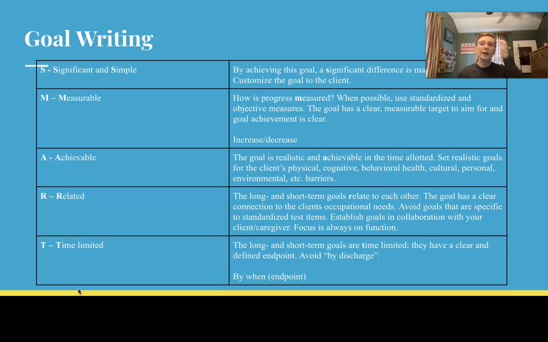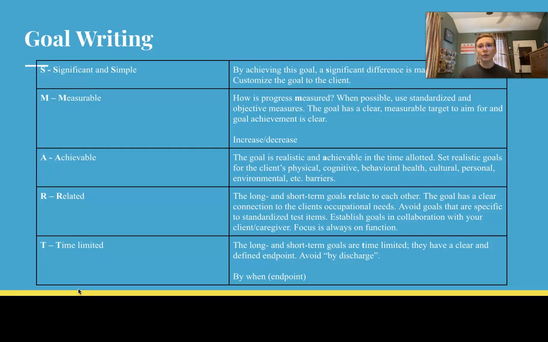But your documentation book will have lots of examples of how to write a SOAP note and how to learn how to write a SOAP note. In your documentation class in your final semester, you'll really learn how to do documentation really well. In your book, it uses the COAST method for goal writing, which is relatively similar to the SMART format, but the SMART format is the preferred method that we use for our program because that is the preferred method for the NBCOT exam. So your SMART format is that it is specific, significant, simple.